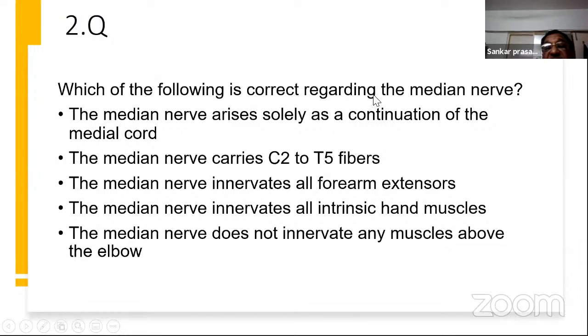Which of the following is correct regarding the median nerve? The median nerve arises solely as a continuation of the medial cord. The median nerve carries C2 to T5 fibers. It innervates all forearm extensors. It innervates all intrinsic hand muscles. It does not innervate any muscles above the elbow. Which is correct of this?